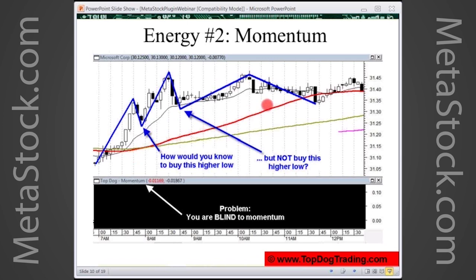So just looking, here's your 50 MA as the red line in this case. The black line is your 15 EMA. How would you know this one would make a higher high, that this one would not make a higher high after it? Well, the 50 MA or any trend indicator will not tell you that. The problem is you're blind to momentum. So here's my momentum indicator here, but I've got a black curtain over it. Blind to momentum. This is how most people trade. Either that or they might have a momentum indicator, but they don't know how to read it accurately.